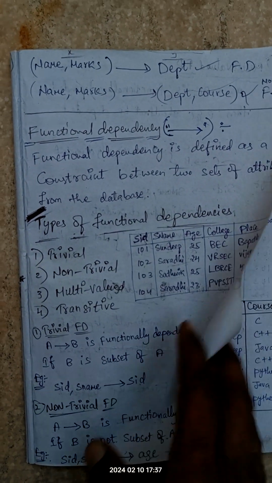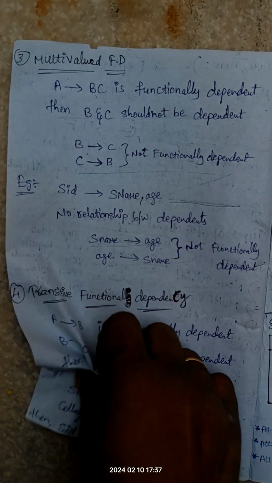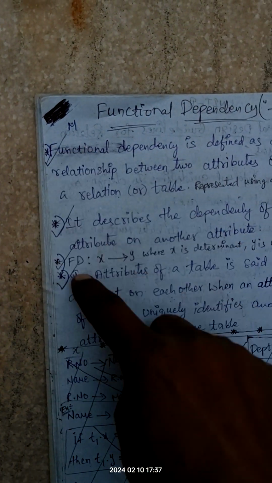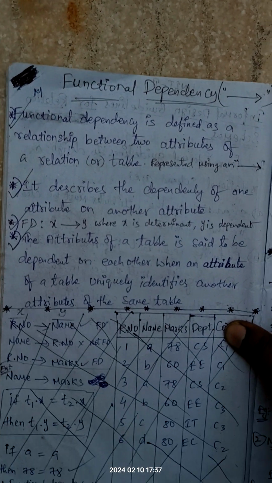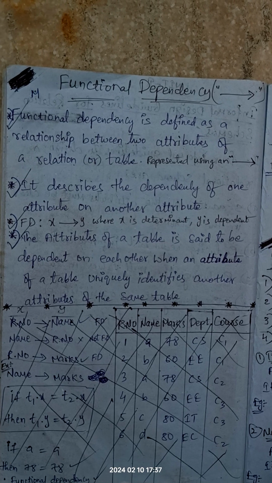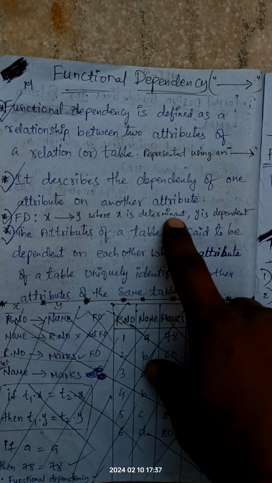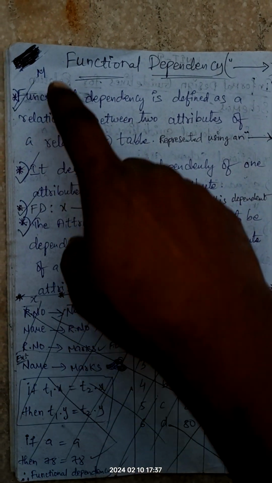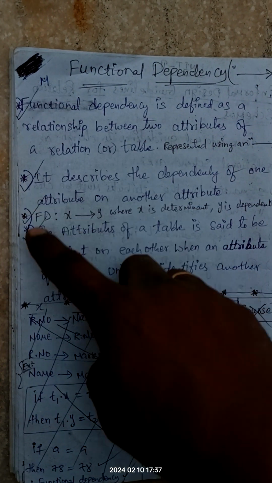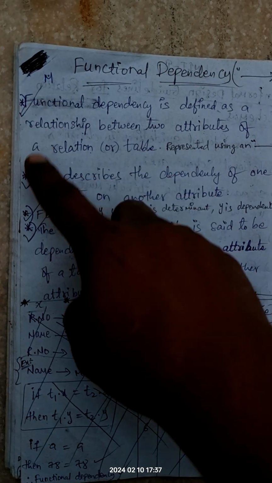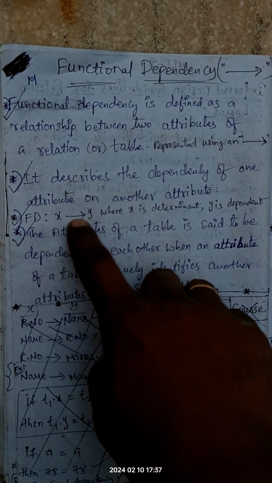So write this. 2 pages is enough, you will get 8 marks. If you want to write more theory part about functional dependency, you can write from here these 4 points. It is better to include this point here. If you want to write extra, you can write the first, second and fourth points, but this point is compulsory.